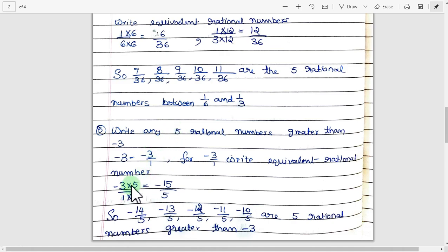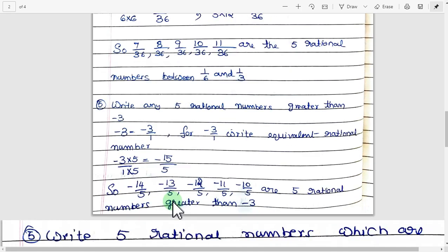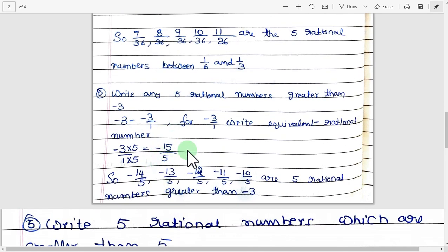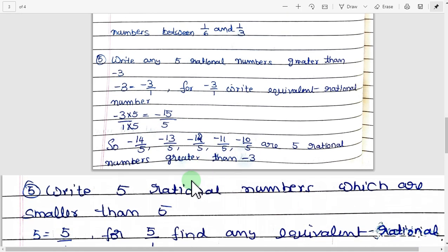Don't think that you must always multiply by 5. You can multiply by 6 also, you can multiply by 10 also. So I have multiplied by 5, minus 15 by 5. So greater means bigger numbers. So minus 14, minus 13, minus 12, minus 11, minus 10. You can write here 1 by 5 also. It need not be in order.